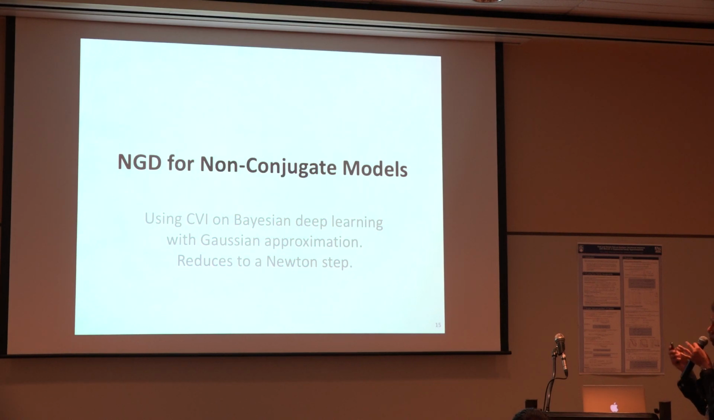So far I've talked about conjugate and conditionally conjugate, and now I'm going to switch gears and go to non-conjugate models. So suppose you have a deep network in your model, in addition to some conjugate terms, what are you going to do then? Well, I'm going to show you that if I use a Gaussian approximation, then I can simply convert this to a Newton step, and then I can do some approximation to this, and I can write it as an Adam optimizer. Okay, so that's what I'm going to show you.